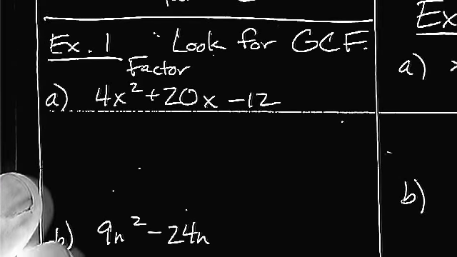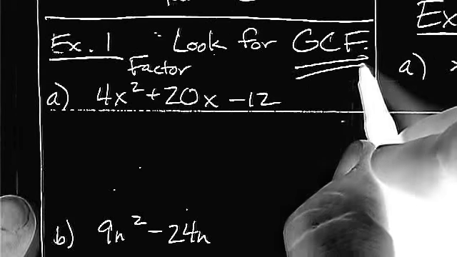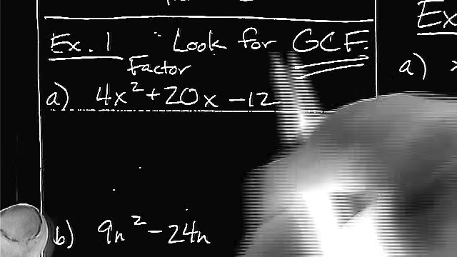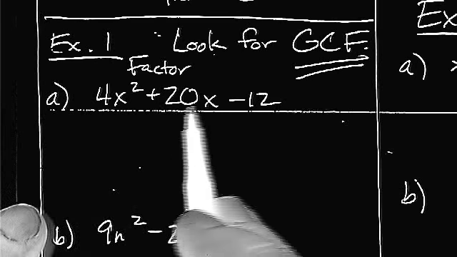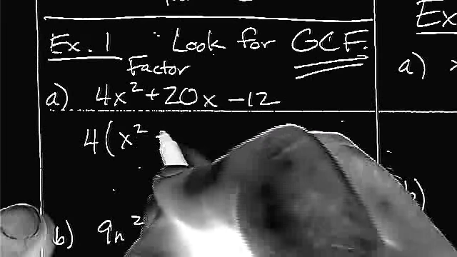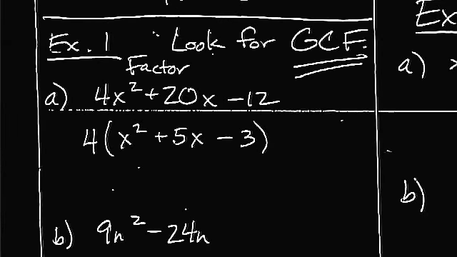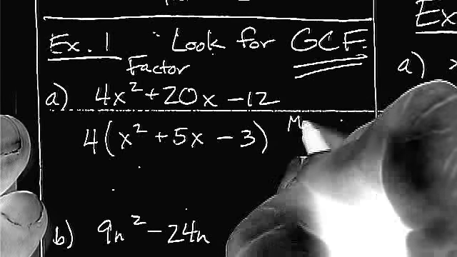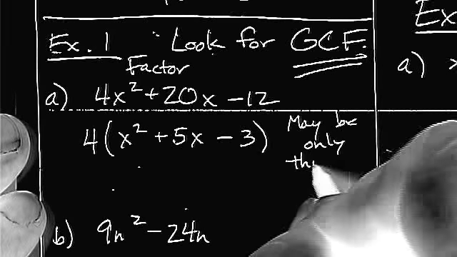So when we say factor, the very first thing you always have to ask yourself is, is there a greatest common factor? We'll always refer to it as a GCF. I look at all the terms and I say, is there anything in common to all of these? I see a 4 in common to all of them. Now, I want you to keep in mind that may be the only thing you can do.